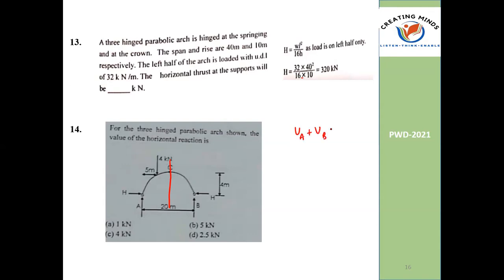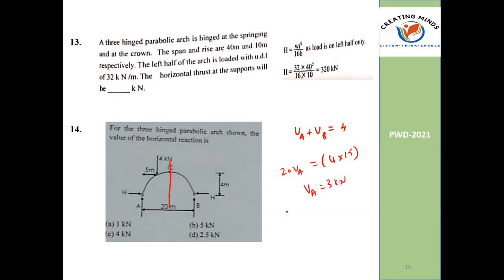Okay. VA plus VB equals 4. Option D. Okay, let's see. VB into 20 equals 4 into 5. What is the value of VB you are getting? No, we require VA, right? For the left side, we require VA only. So 20 VA equals 4 into 15. So VA equals 3 kilonewton.